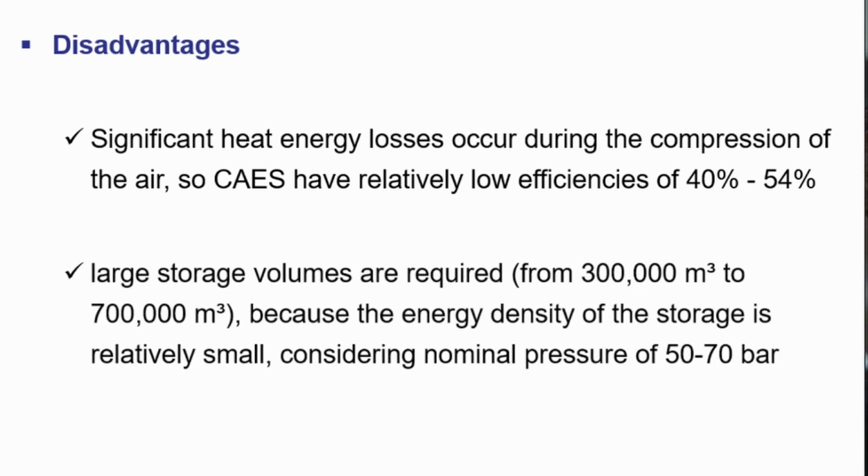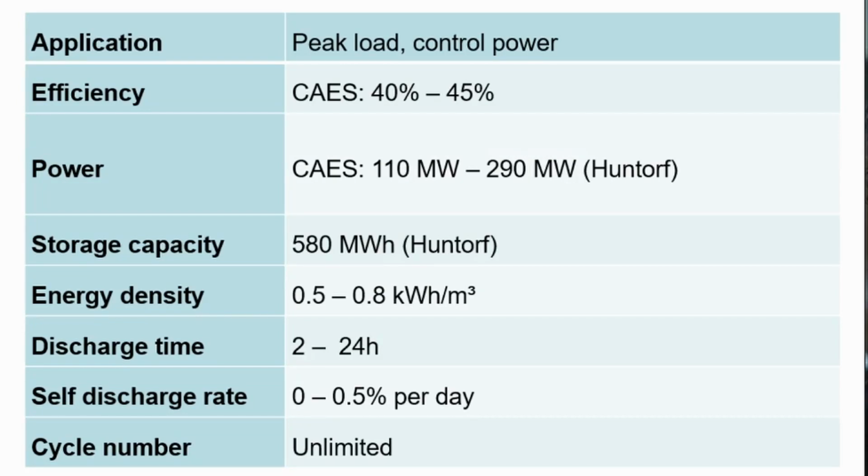Large storage volumes are required, from 300,000 cubic meters to 700,000 cubic meters, because the energy density of the storage is relatively small, considering a nominal pressure of 50 to 70 bar. If we compare that, for example, to a car tire, it is about 2 bars. A bicycle tire is up to 9 bars for a race bicycle tire.